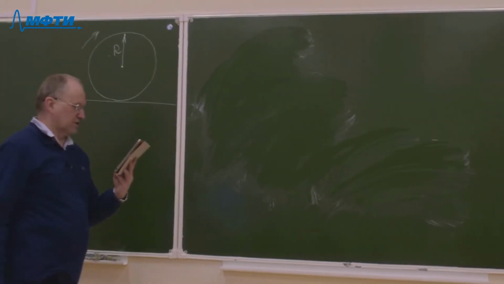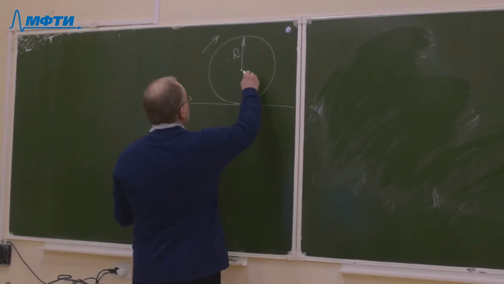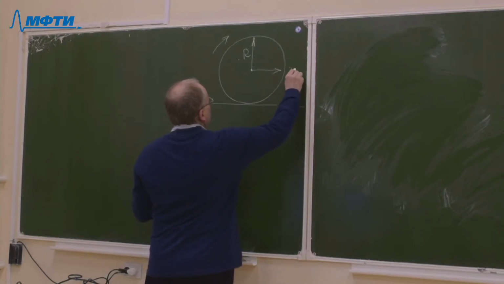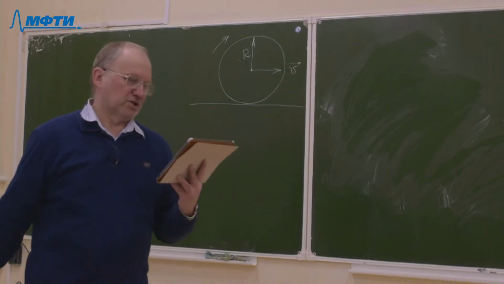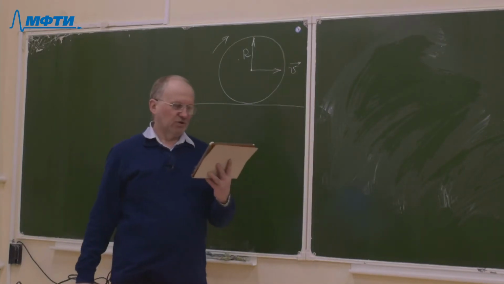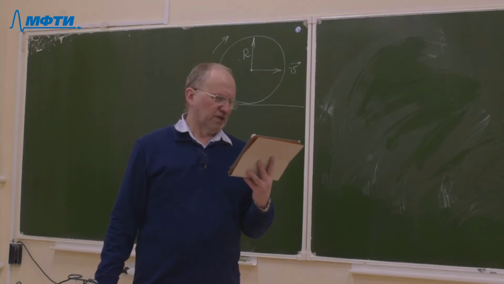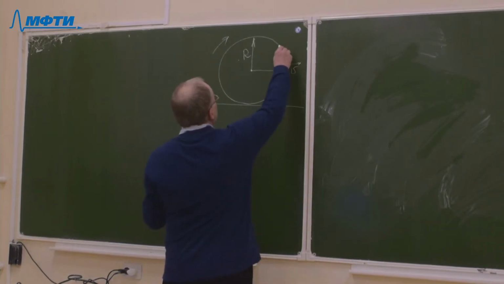And the wheel rolls without slipping along a horizontal surface with a given velocity. So the velocity of this point V is given. Yes, certainly it's a vector, but as we know the direction along the horizontal x-axis, we may consider it as a scalar quantity. What is necessary to find here? We have to find the modulus and the direction of the acceleration vector of some point A.